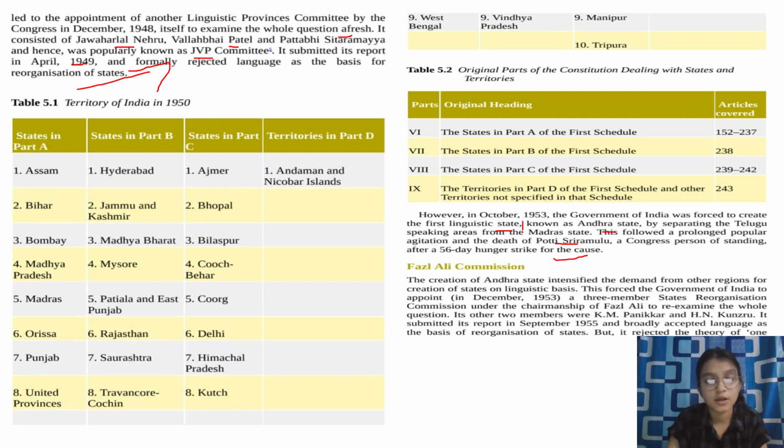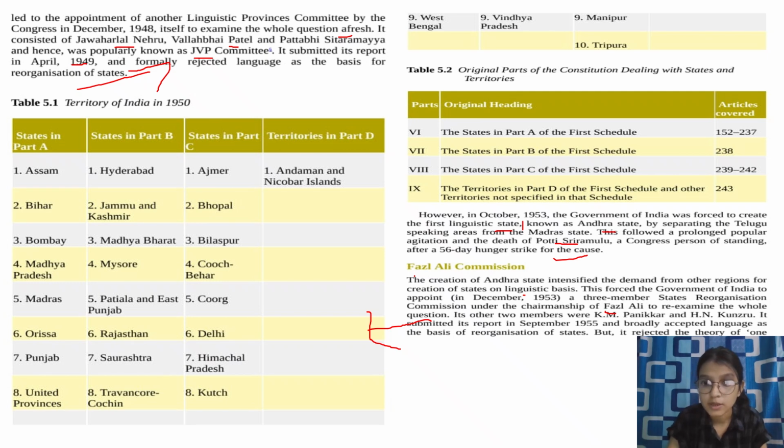Then we have the Fazl Ali Commission. The creation of Andhra Pradesh intensified the demand from other regions for creation of states on linguistic basis. This pushed the government of India to appoint, in December 1953, a three-member States Reorganisation Commission under the chairmanship of Fazl Ali to examine the whole question. So again a commission was set up to see whether the status can be given to other states also. It is led by Fazl Ali, that's why it is known as the Fazl Ali Commission.